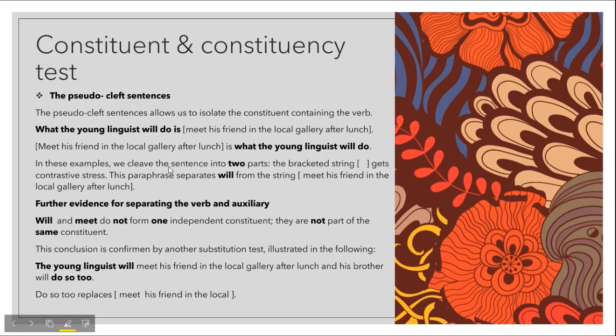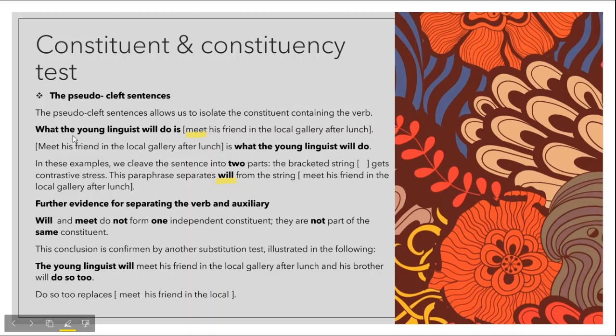In these examples, we cleave the sentence into two parts. The bracketed string gets contrastive stress. This paraphrase separates well from the string meet his friend in the local gallery after lunch. Further evidence for separate... anyway, I need to explain this first before I move on. I told you in one part that will does not go with meet, meaning they are not one constituent, and this is what this test shows us, that meet and will can be separated. Why? Because when we put the emphasis on will meet, it doesn't work. Okay, and when we put the emphasis on meet, will stayed here.